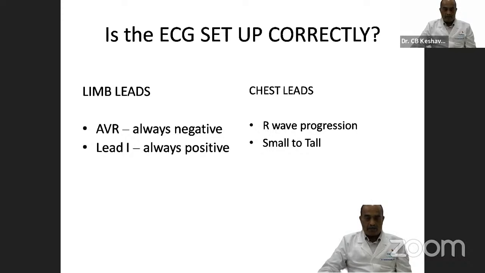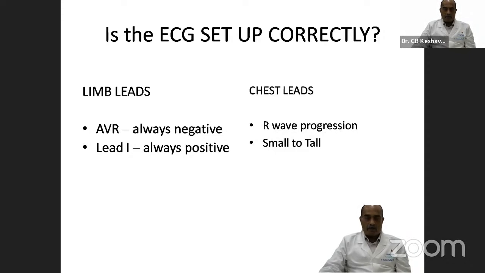AVR, the augmented right lead, is always negative, except in cases of dextrocardia, where it can become positive. Lead 1 is always positive in most instances. Chest leads show smooth R wave progression and the R to S transition, that is, the R wave becomes dominant usually in V3 or V4. The R wave is very small in V1, and it progressively becomes small to tall from V1 to V6. So if all these 4 points are correct, then you can say that it may be a reasonably properly taken ECG.